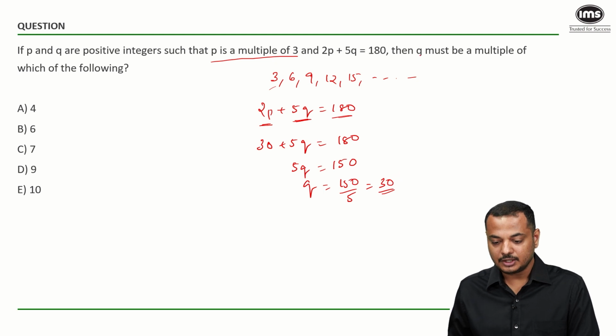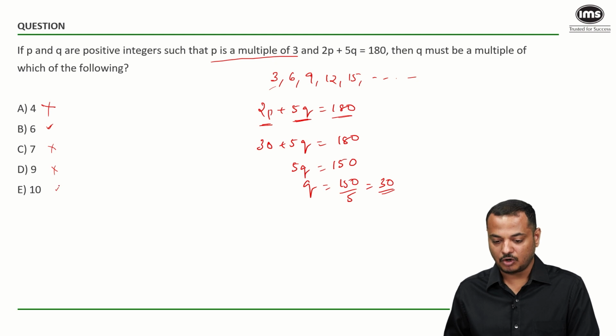Now what is the question? Q must be a multiple of which of the following? So 30 is one possible value of Q, and out of the given options, 30 is not a multiple of 4, so that we can eliminate. 30 is a multiple of 6, so that is one possible option. 30 is not a multiple of 7, 30 is not a multiple of 9, 30 is a multiple of 10. So we have eliminated options A, C and D. We are left with options B and option E, right?